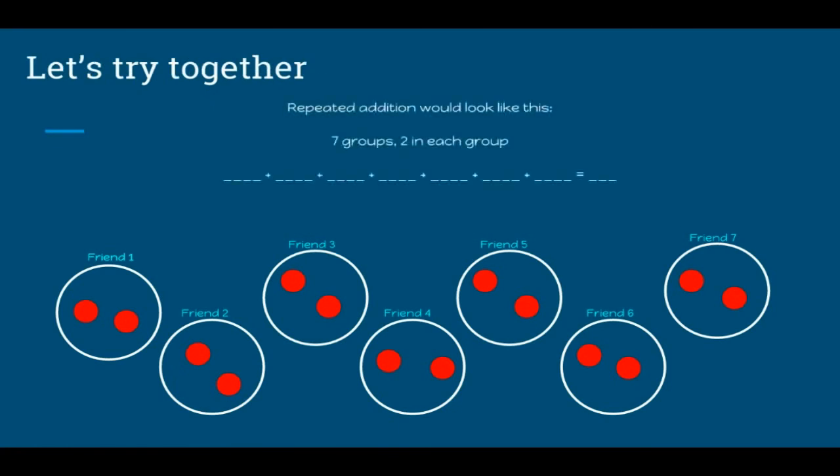Welcome back. Repeated addition would look something like this. I have 7 groups, and I have 2 in each group, meaning 7 friends and 2 apples for each friend. 2 plus 2 plus 2 plus 2 plus 2 plus 2 plus 2. And when I add all of them up, I get a total of 14 apples.